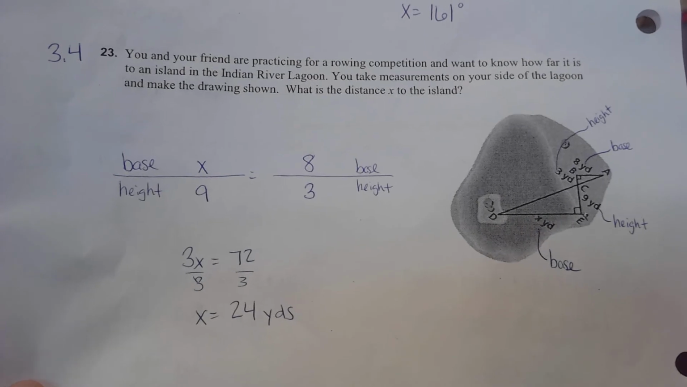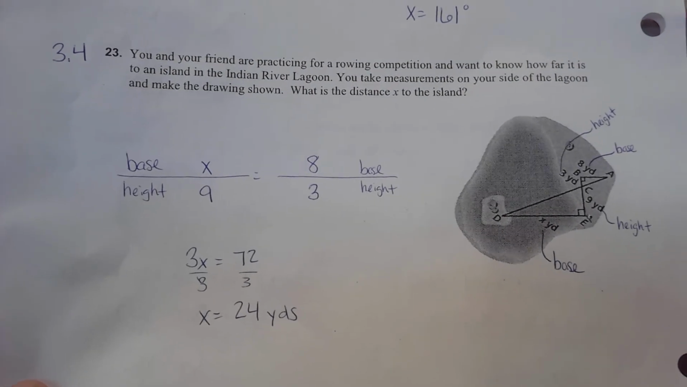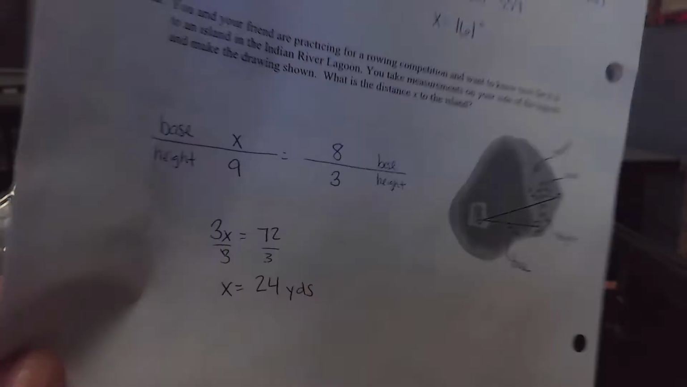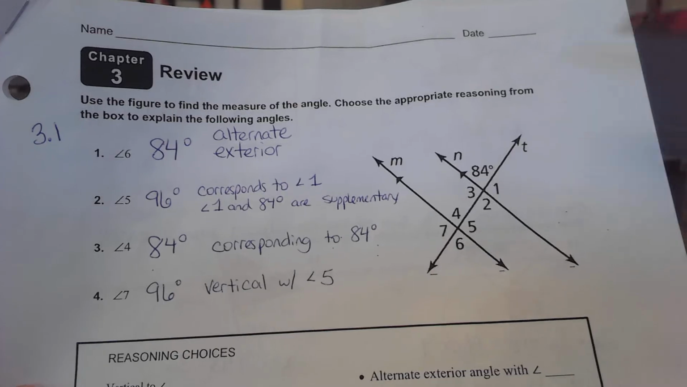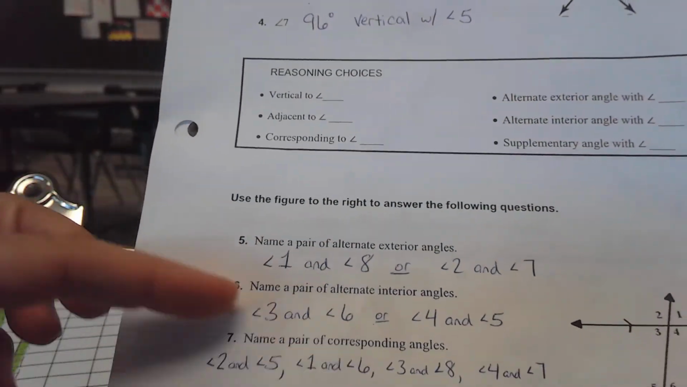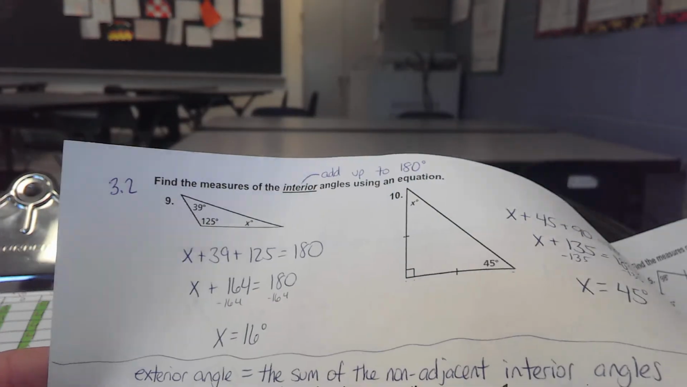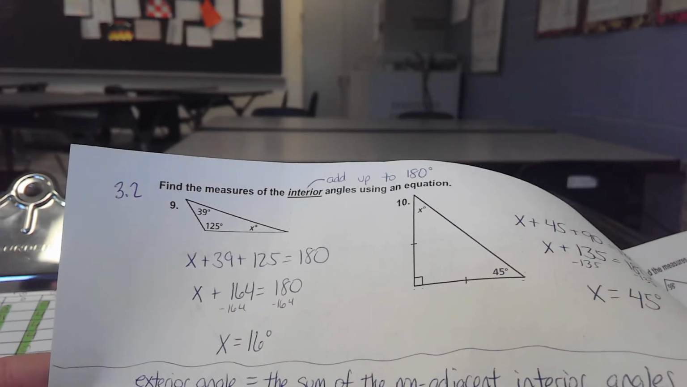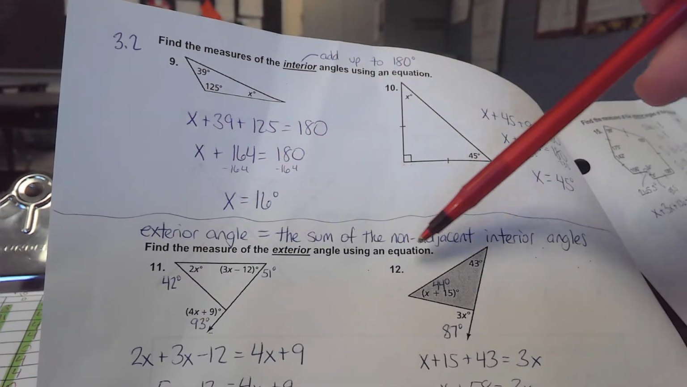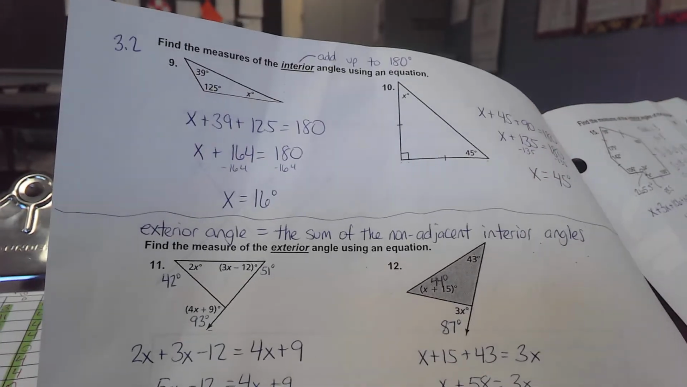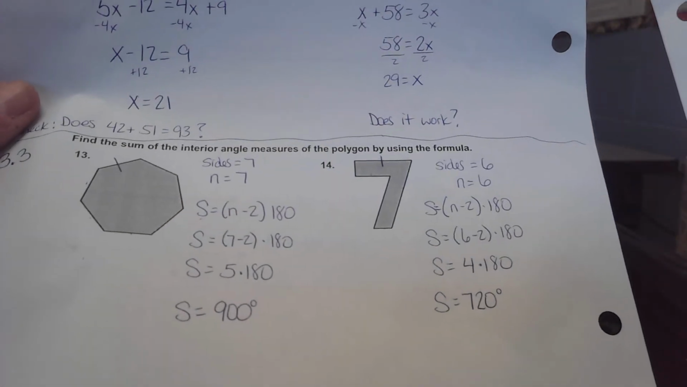Study, rework any problems on separate paper that you're missing. You can always listen to these again. When you study, you can do little things like memorizing the vocabulary that goes with these. Same down here. When you get to these, you need to have memorized that interior angles of a triangle add up to 180. You need to know that the exterior angle is the sum of the non-adjacent interior angles. You need to be familiar with this formula.